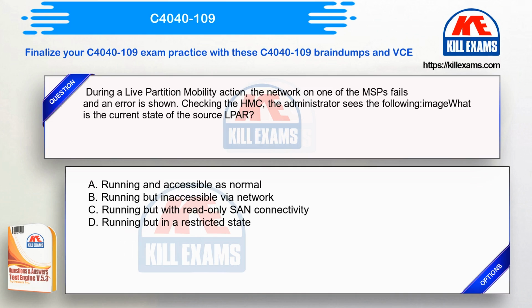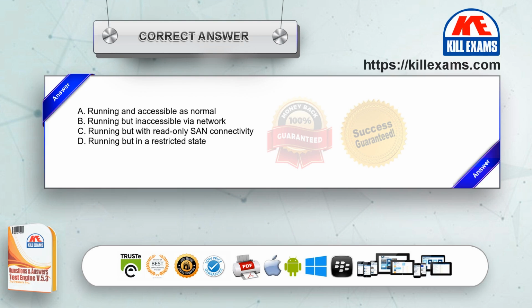Option A. Running and accessible as normal. Option B. Running but inaccessible via network. Option C. Running but with read-only SAN connectivity. Option D. Running but in a restricted state. The correct answer is option A.